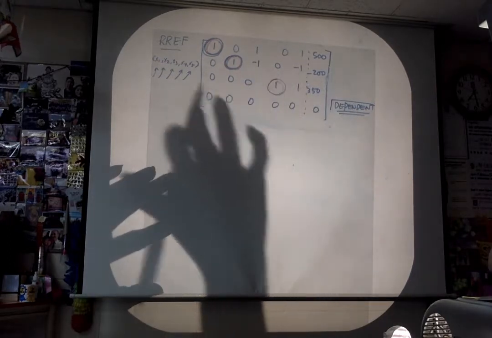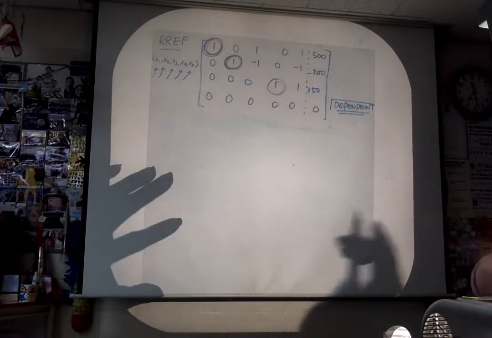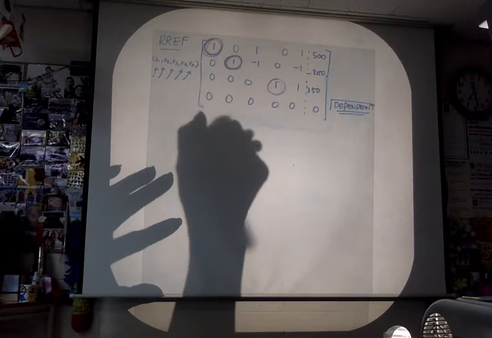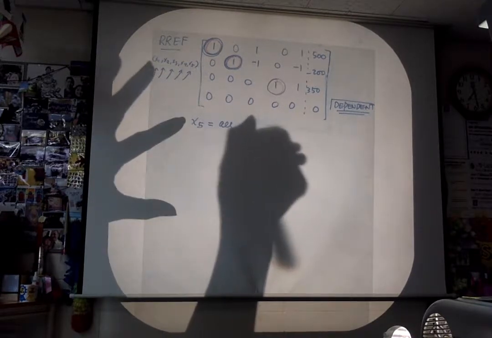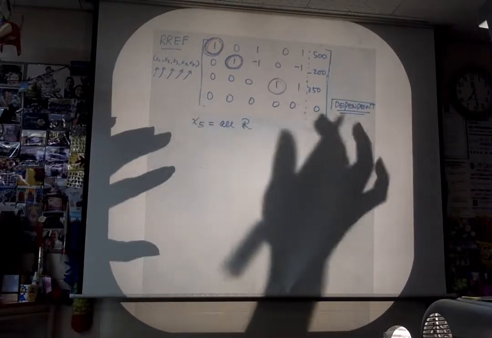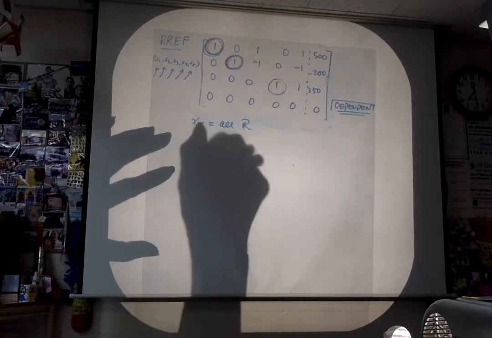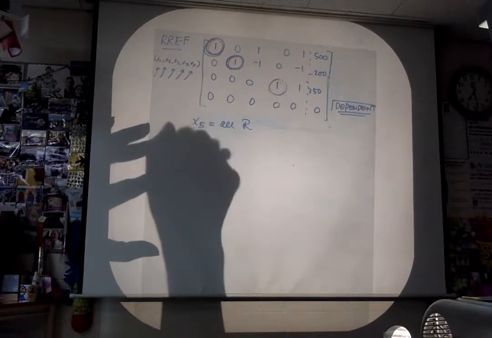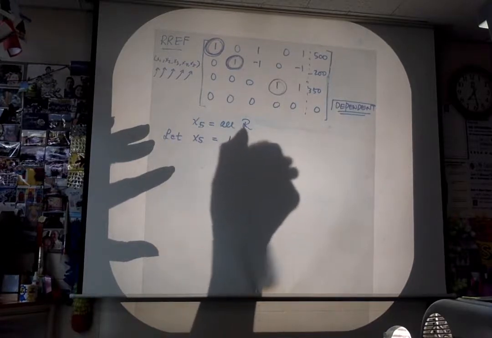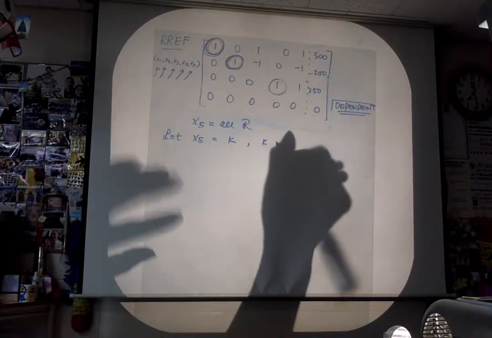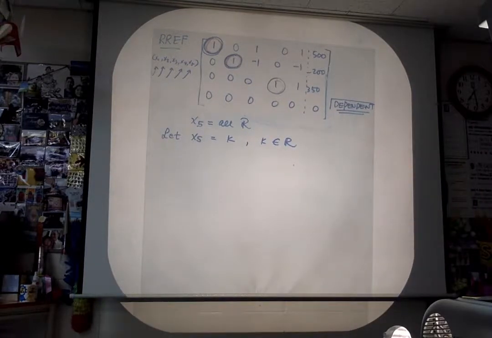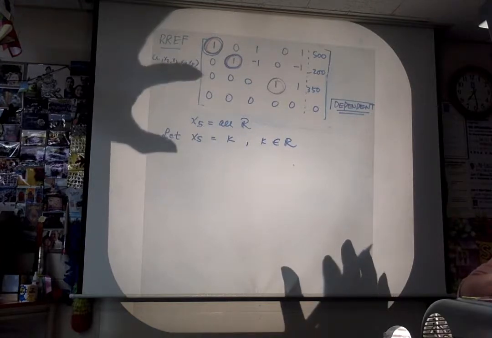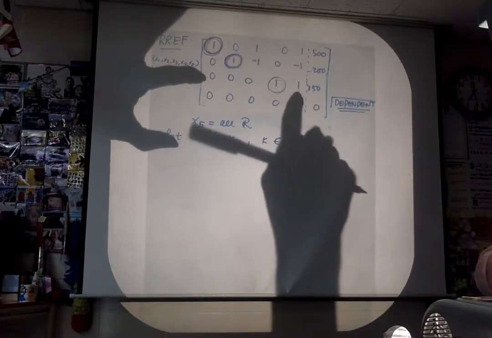Let's go to the last row. The last row is all 0, which indicates that x5 can be any real number. It could be anything, because this is a true statement. So let x5 equal k, where k is any real number. It could be anything you want it to be, okay? Let's see if anybody's dependent on x5. It looks like it is. Look, x4 is dependent on x5.